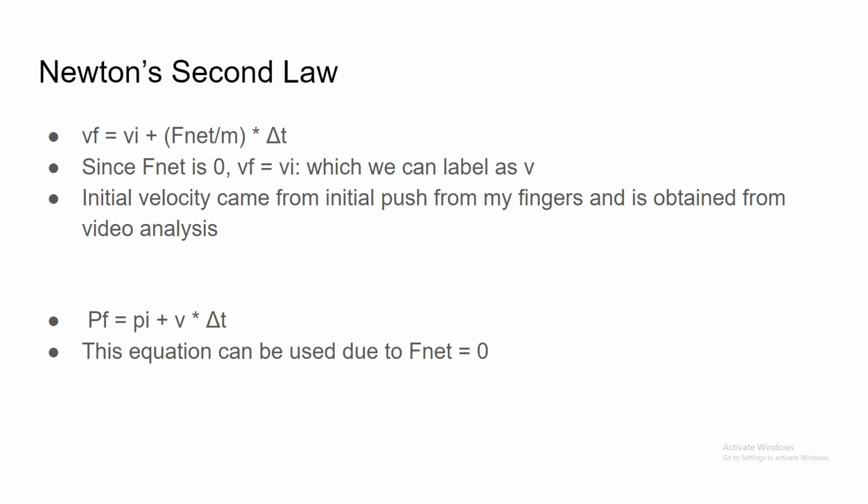The initial velocity came from the push of my fingers and no other push from there. We'll be using the position update formula as well, which is just the initial position plus velocity times time. We can use this because F net is equal to 0.